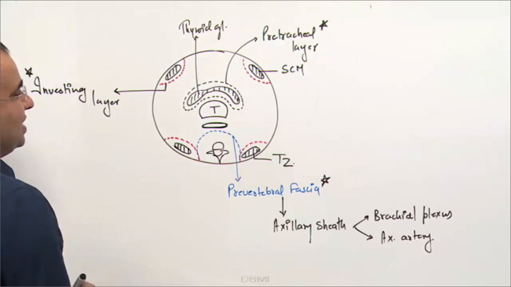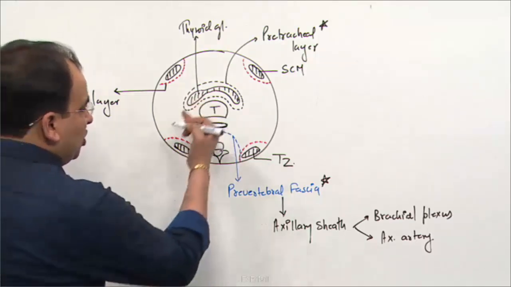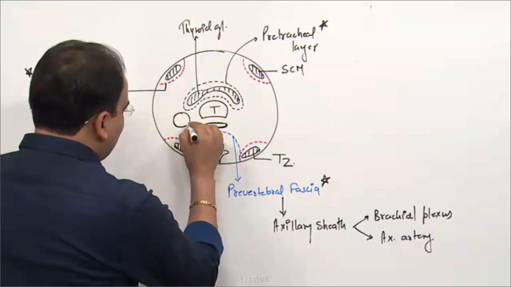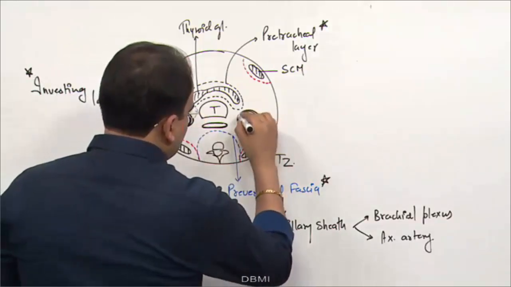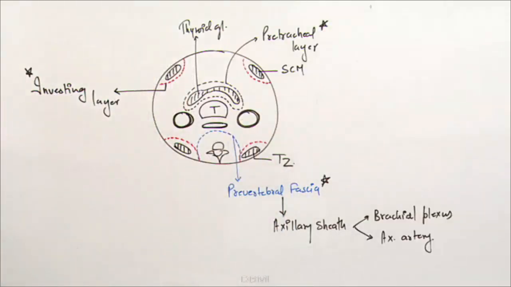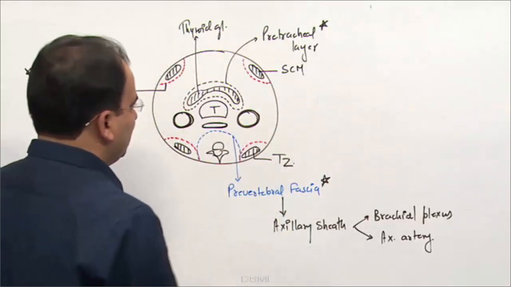Carotid sheath, where exactly is the carotid sheath? The carotid sheath is present posterolateral to the thyroid gland. So this is the region for the carotid sheath here. So this is the carotid sheath. To understand this carotid sheath, let me take this out.